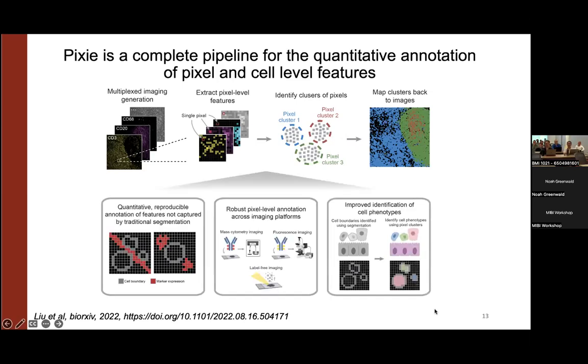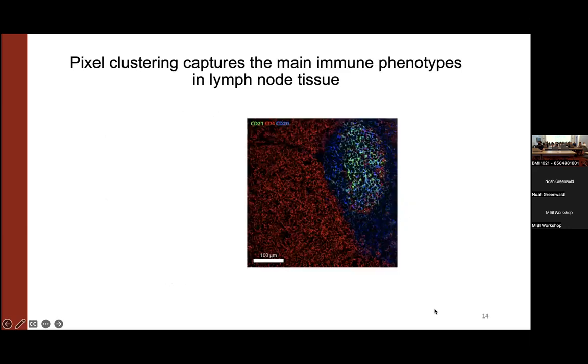And so today I'll be showing how we can use Pixie for the quantitative reproducible annotation of features not captured by traditional segmentation, and also applying Pixie across a variety of different multiplexed imaging platforms. And then tomorrow I'll be talking about how we can use the pixel clusters to improve our cell data. Oh, and this method was recently put up on bioRxiv, so if you have any more detailed questions, feel free to look at the paper.